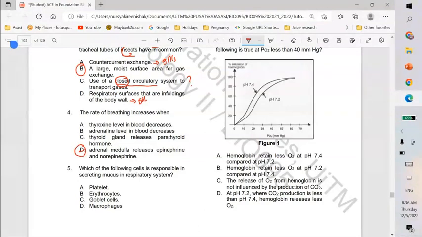So, ini sebenarnya, where did you find the answer for number 4 ni, Aisha? Is it in chapter 8 punya slide? Rate of breathing increases when adrenal medulla releases epinephrine and norepinephrine. Dalam chapter 8 ke kita belajar ni?